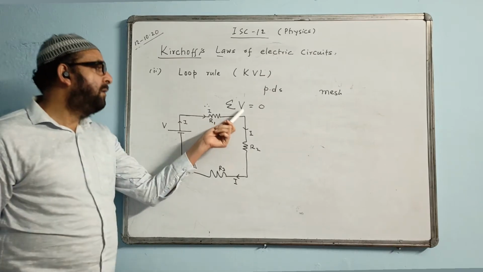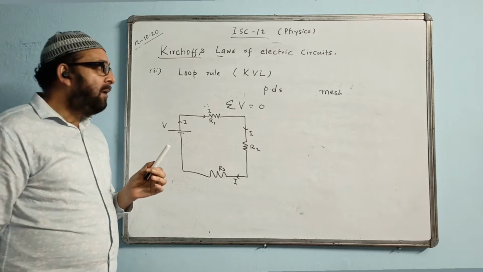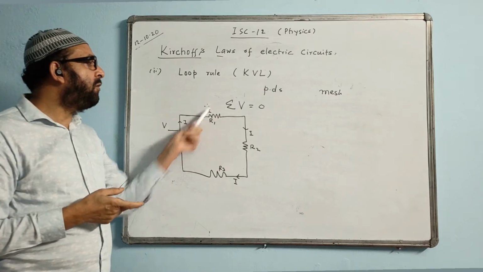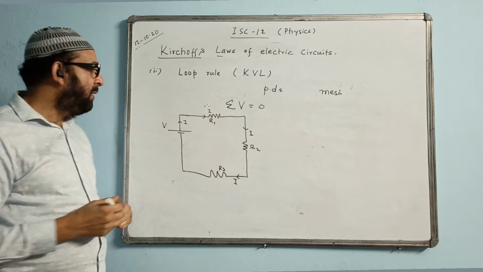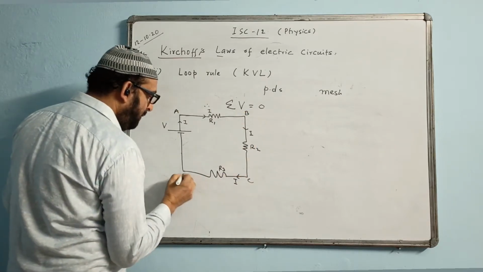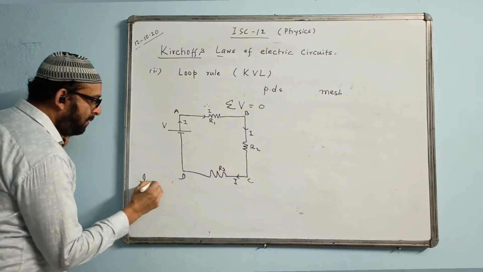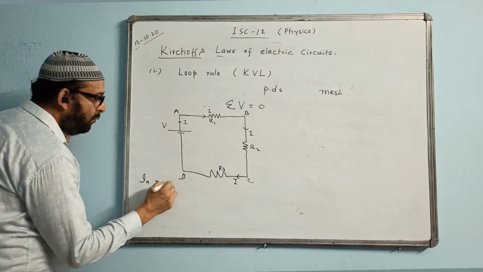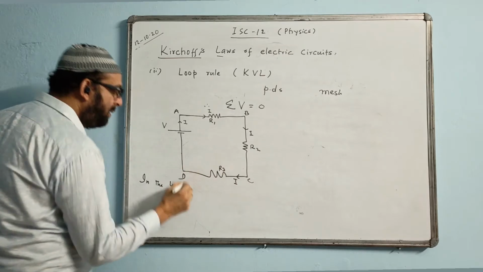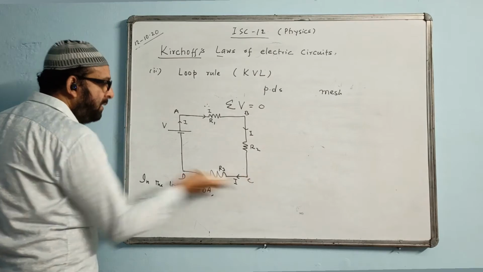For the potential difference, if the value of voltage is given directly, some volts, we take that value directly. If we don't have it, but we know the values of I and R, then we multiply, V equal to IR, and we get the value of voltage. I will give names to this path: A, B, C, D. In the loop, we will give the name of the loop, A, B, C, D, A. You have to close it.